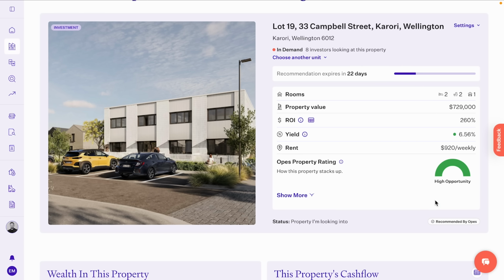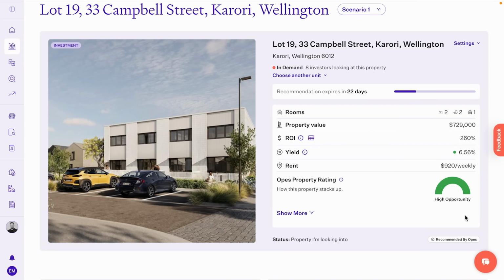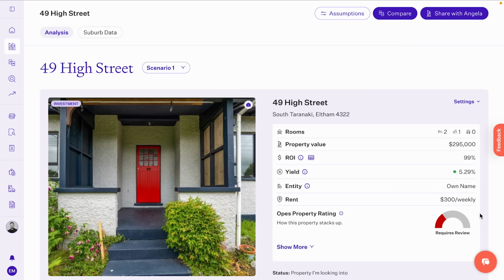And then if I look at the overall property rating, I've trained an algorithm to run the numbers on the property and just spit out, based on the metrics that I look at, is this a high opportunity, a standard opportunity, or is it a property that really requires some review? This one here would be a high opportunity, though some others might require review. And this is actually a really good example: the property I'm looking at here has a pretty good yield, about 5.3%. But because of the expenses, it would require review because the cash flow is actually pretty terrible.